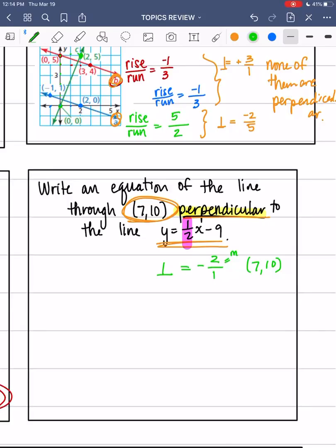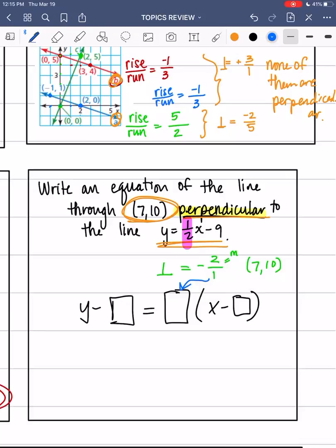So we're going to use point-slope form. Here we go. y minus the y number equals m times x minus the x number. Plug these in where they go. The slope goes right here. That's m, negative 2 over 1. I can just write that as negative 2. And then 7 is the x number, it goes next to x. 10 is the y number, it goes next to y. Let's see what we have here. We have y minus 10 equals negative 2 times the quantity x minus 7.